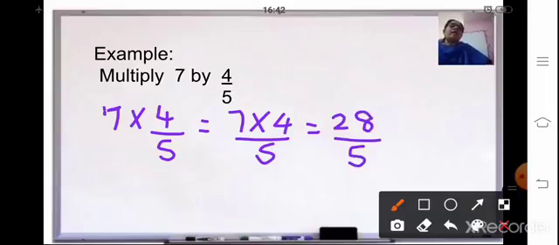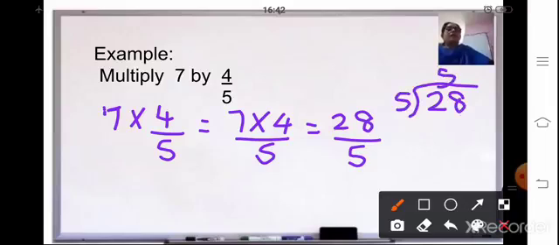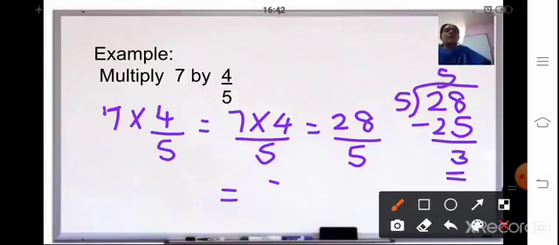Now 28 upon 5 is an improper fraction. So you have to convert it, that is divide it and express your answer in mixed fraction. So always remember children, while multiplying a fraction with the whole number, always express your answer in the lowest term. Now when you divide 28 by 5, you'll get 5 5s are 25. Now 28 minus 25, that is 3. So when you write the answer, your quotient is 5, which will become your whole number, that is 5 whole, remainder 3, and divisor, that is 5.